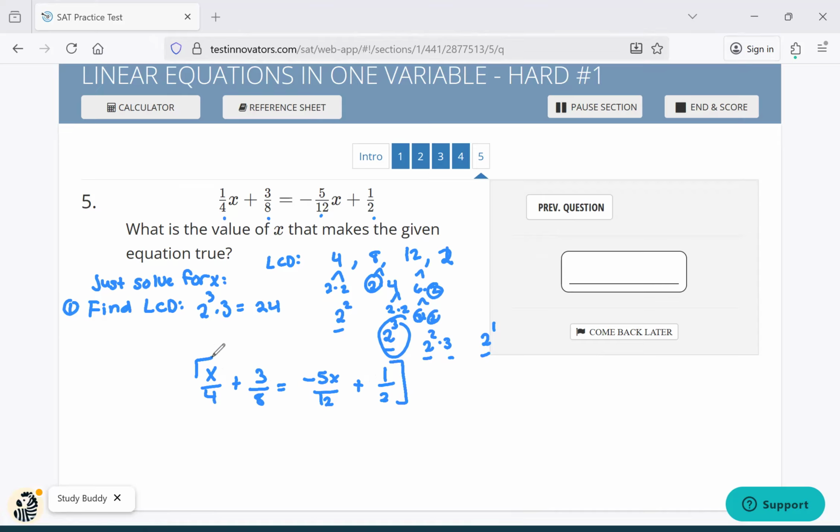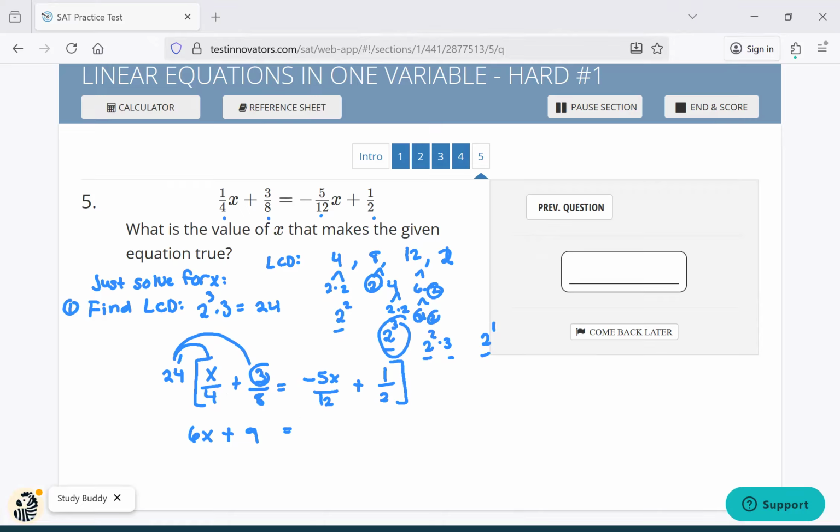So I'm going to multiply everything by 24. So what's 24 times x over 4? 24 divided by 4 is 6. And then you have the x, so that's 6x. Plus, what's 24 times 3/8? Well, 24 divided by 8 is 3. And then you have this 3, so that's 9.